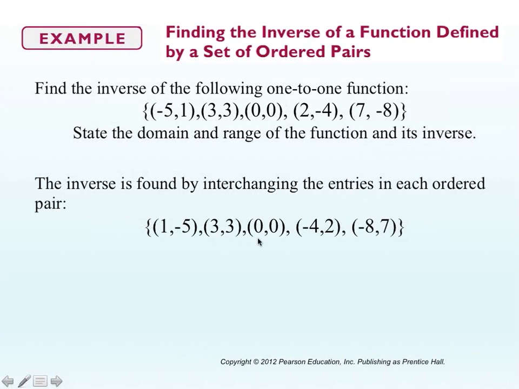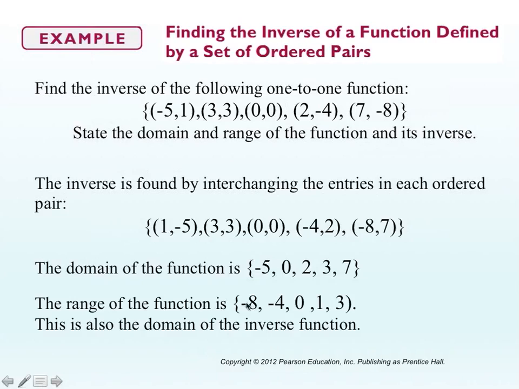(3, 3) and (0, 0) are going to look the same because when we interchange them, the numbers are exactly the same. Instead of (2, -4), we have (-4, 2). And instead of (7, -8), we have (-8, 7). So if we want to find the domain of the original function, we just look at the x's, which are going to be -5, 3, 0, 2, and 7.